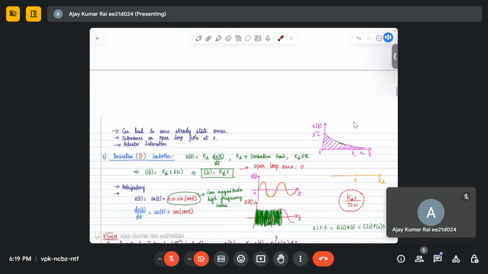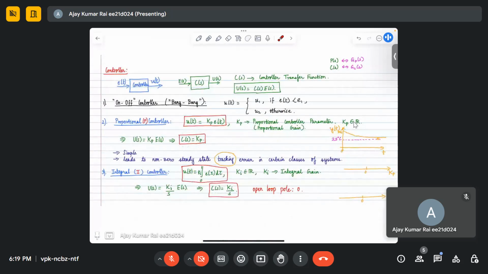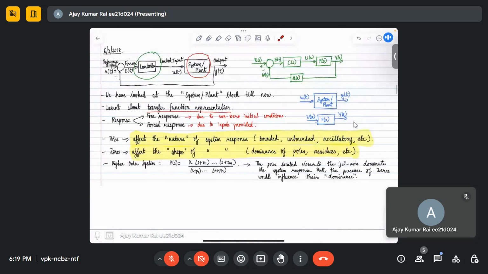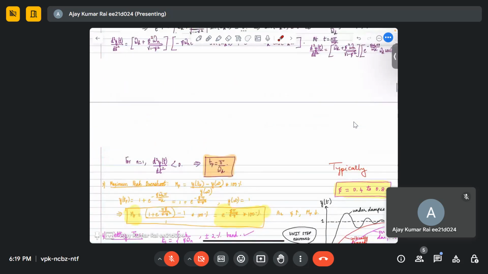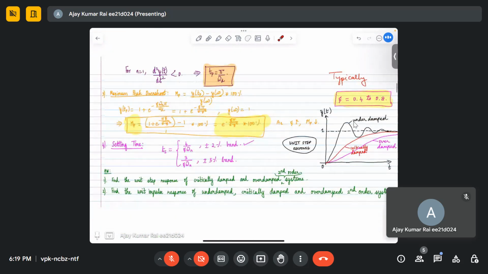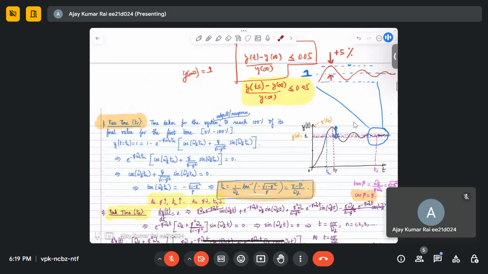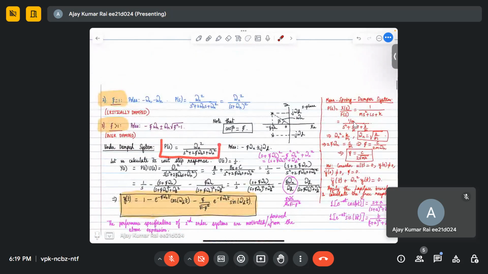The important thing is you have to at least memorize the proportional controller, integral controller, and derivative controller transfer functions. Also the performance specifications: settling time, maximum peak overshoot, peak time, and rise time. They are very important. And the second order system, because you'll encounter this characteristic equation multiple times, so you have to remember this.